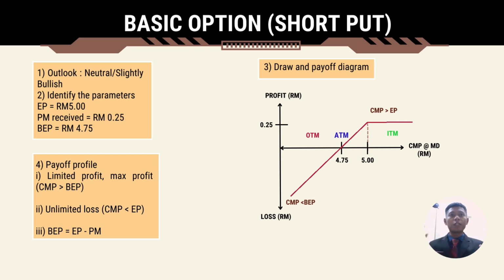When we have drawn the diagram, we can make the payoff profile. We can see that the limited profit is the maximum profit, when the CMP is more than EP. Then we can see the unlimited loss, when the CMP is less than EP. The third point is that the BEP, the break-even point, is equal to EP minus the premium received.